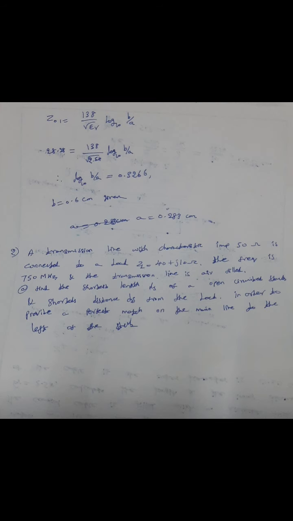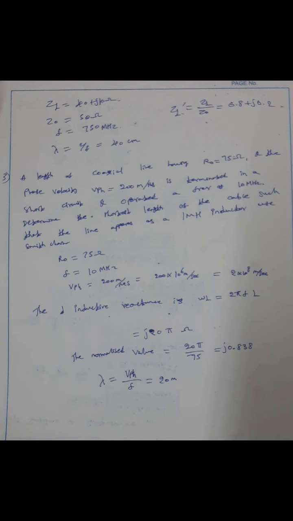Okay, here the data are all given directly. The open circuit stub is given. So first you write the given data. Load impedance ZL equal to 40 plus J 10 ohm, Z0 is 50, frequency F equal to 750 megahertz. So first you find the normalized load impedance. Normalized load impedance ZL dash equal to ZL divided by Z0. Then lambda equal to C by F.